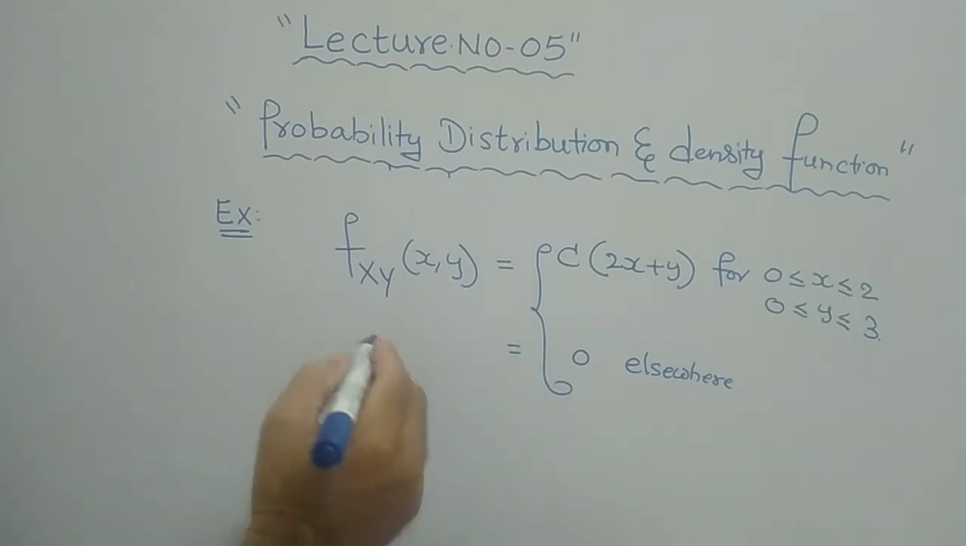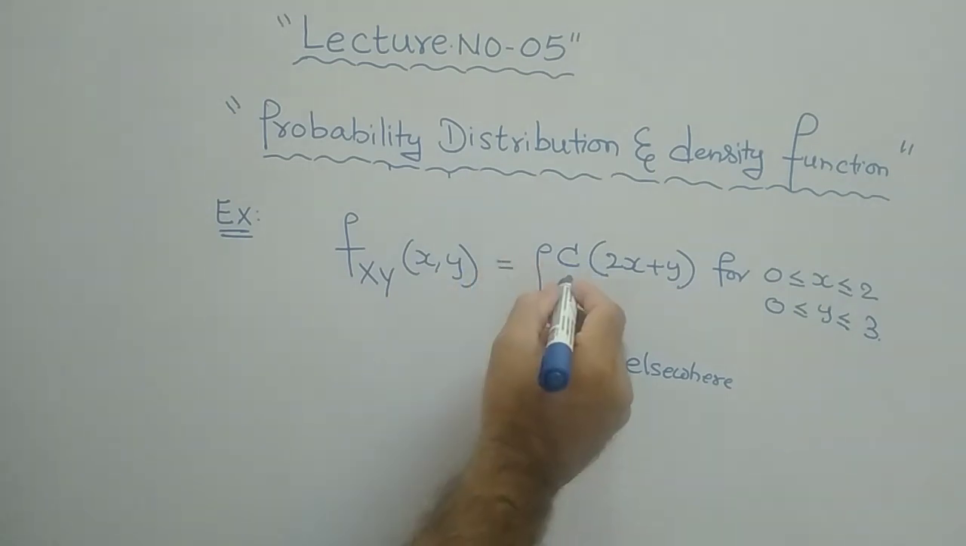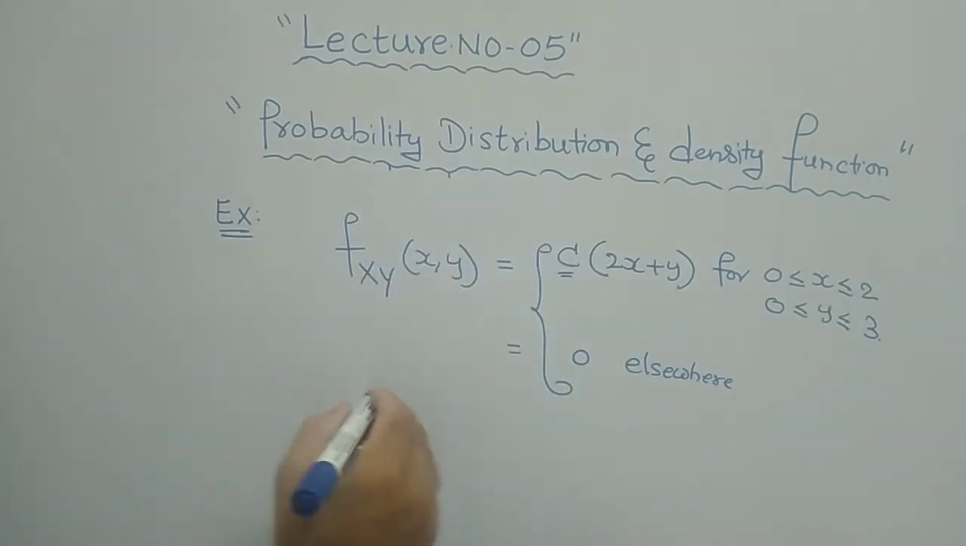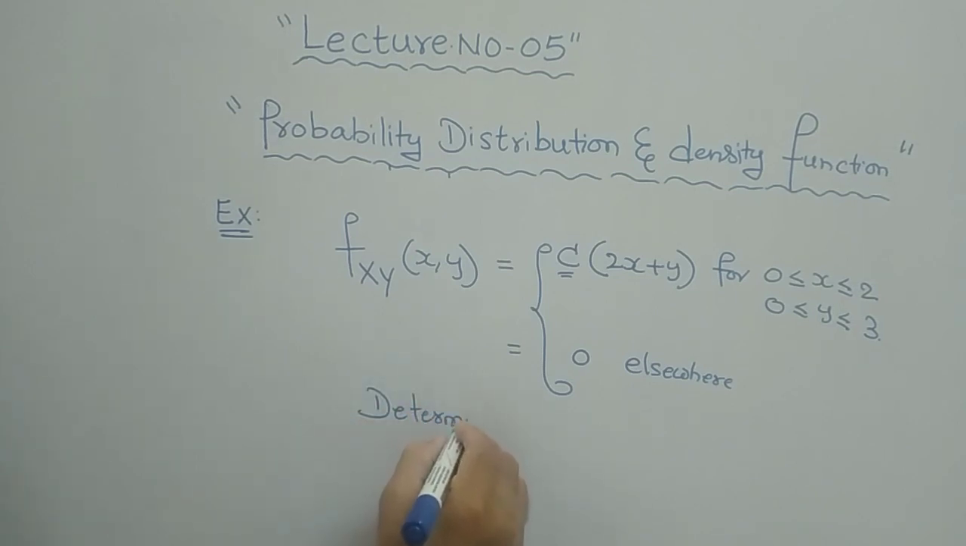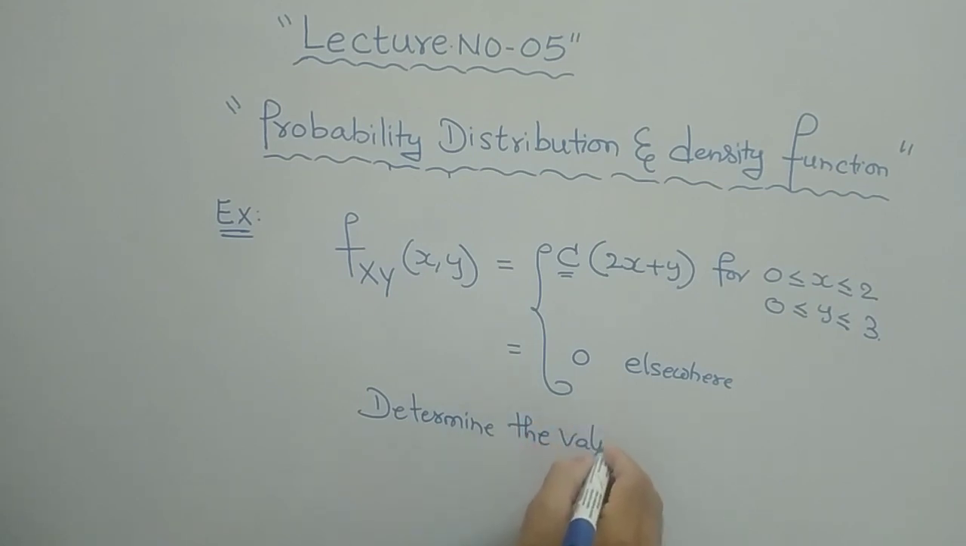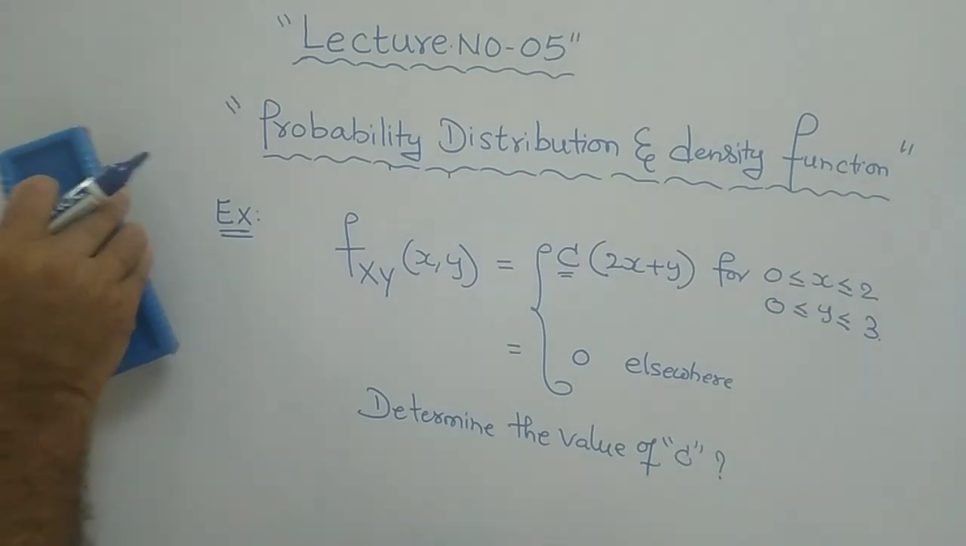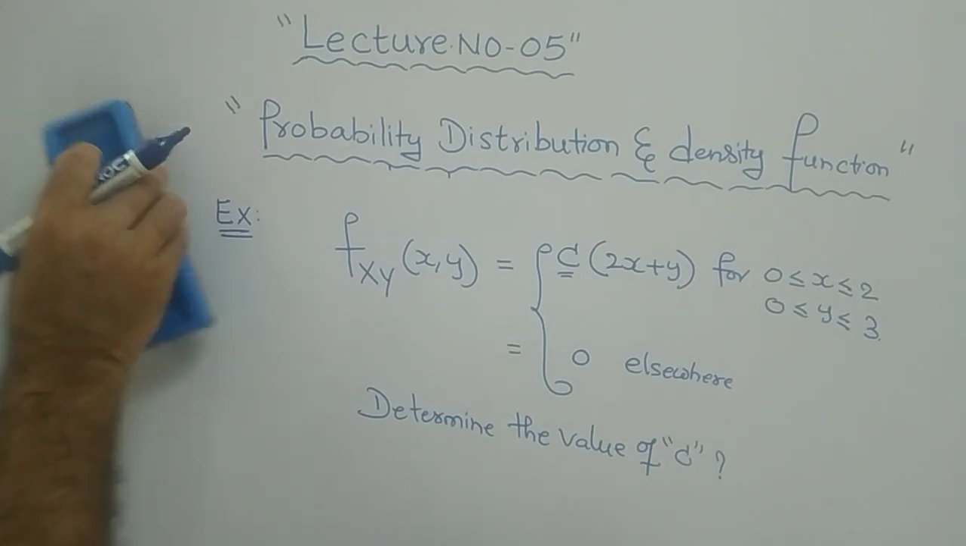Now the question is: determine the value of the constant c. For a 1 mark question in the GATE examination, you may expect this type of question. How can we solve this? It is very easy.